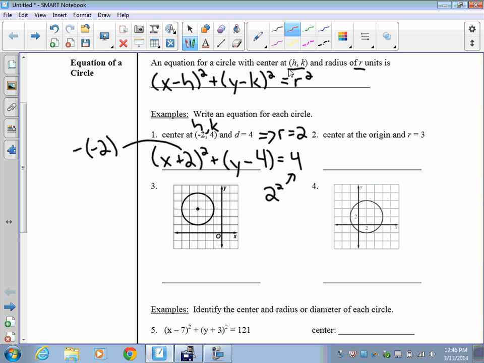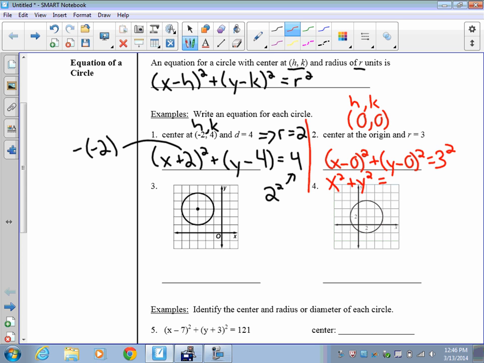For number 2, we're told the center is at the origin. So that means the center is at (0, 0), and r is 3. If we want to fill this out, it's going to be (x - 0) squared plus (y - 0) squared is equal to 3 squared. We can simplify that, though, to get x squared plus y squared is equal to 9, because remember, x minus 0 is the same as x.